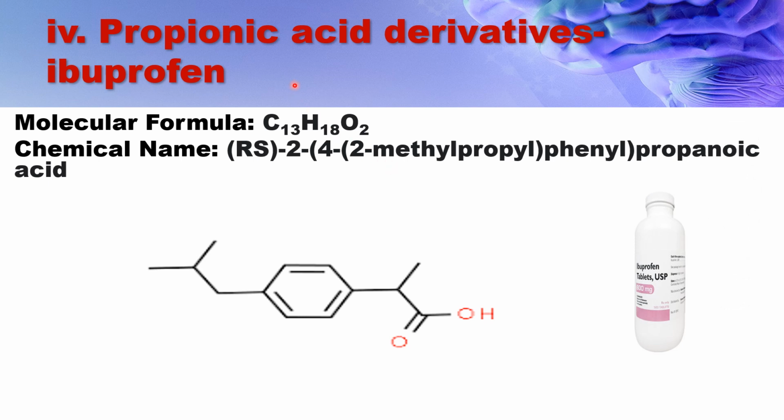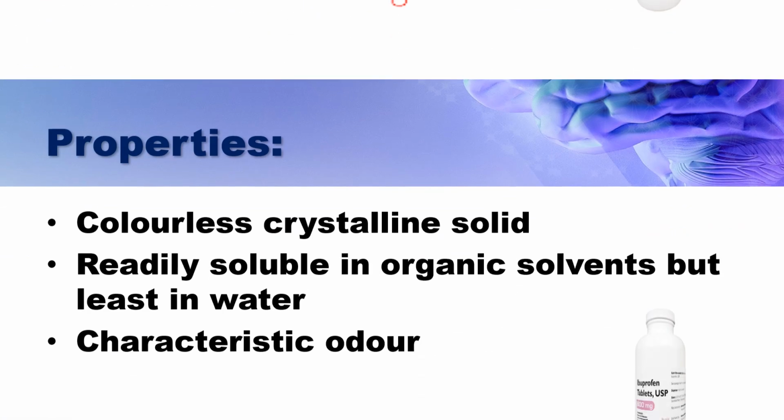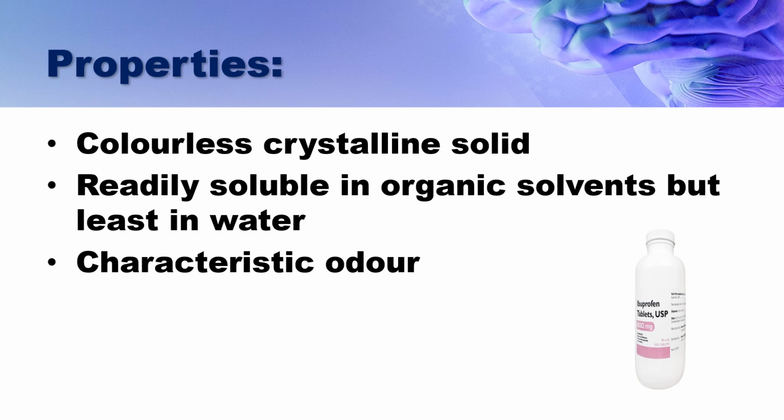Propanoic acid derivatives, ibuprofen. The structure of ibuprofen. Molecular formula is C13H18O2. The chemical name is RS-2-(4-(2-methylpropyl)phenyl)propanoic acid. Properties: it is a colorless crystalline solid. It is readily soluble in organic solvent but least soluble in water. It has characteristic odor.